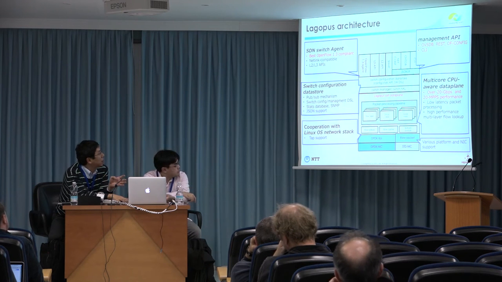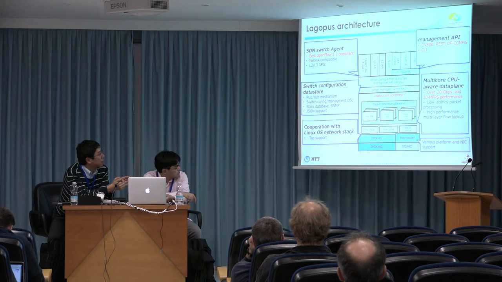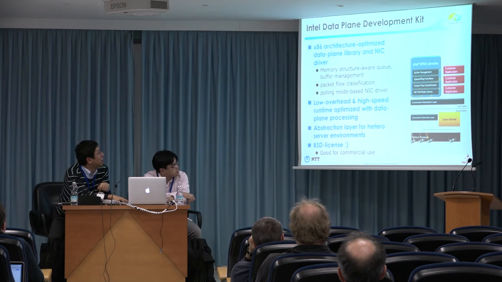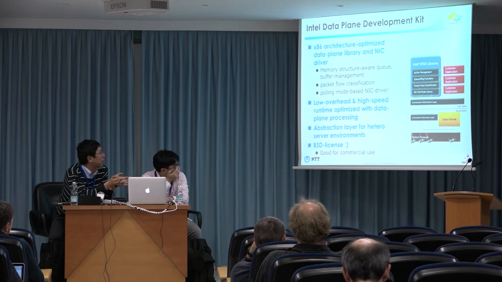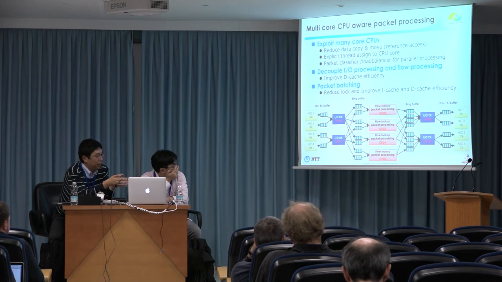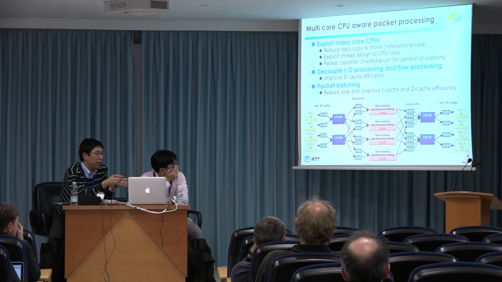And so this is the Lagopus overview of this design. We provide a lot of APIs and provide high-performance packet processing. And one interesting feature of our Lagopus switch is to leverage Intel DPDK and bypass the OS kernel packet processing to achieve high performance as well as very low latency packet processing. And also, we have designed our data plane for multi-core CPU processing.